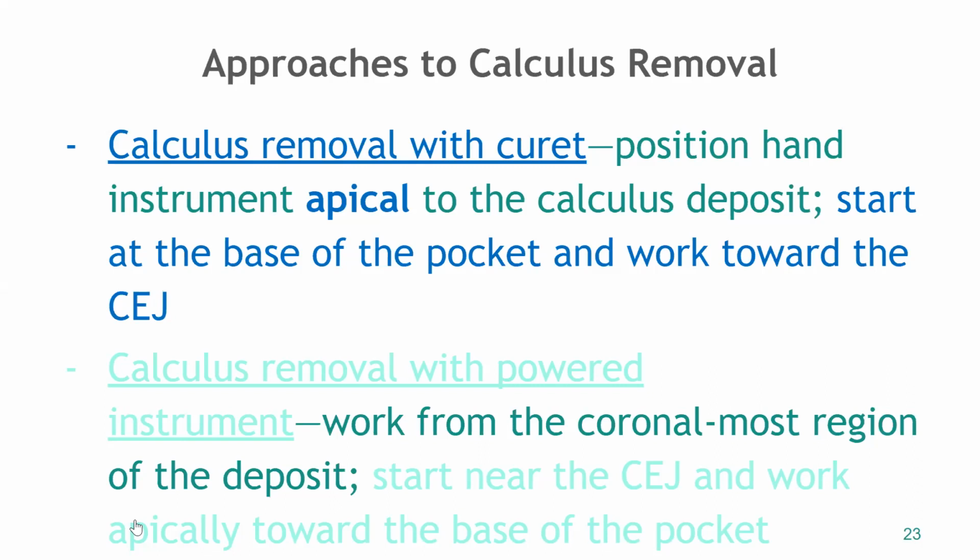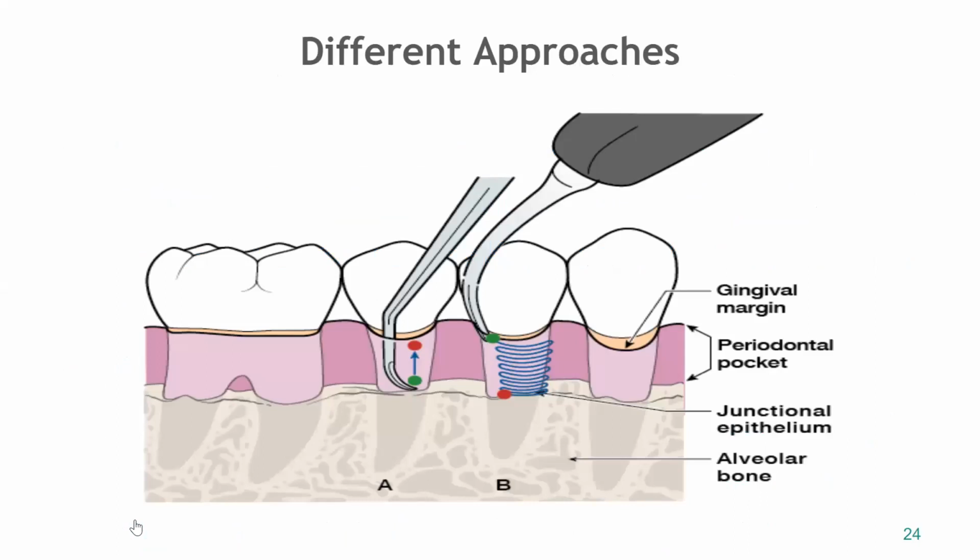This is super important, guys, and this will definitely be a board question about powered instrumentation: which direction do you work? And the options will be, do you work from the coronalmost region to the base of the pocket, or from the base of the pocket to the coronalmost region? So this is important to know, also for your effectiveness. And they talk about this a lot in the videos that I put at the end of the slideshow too.